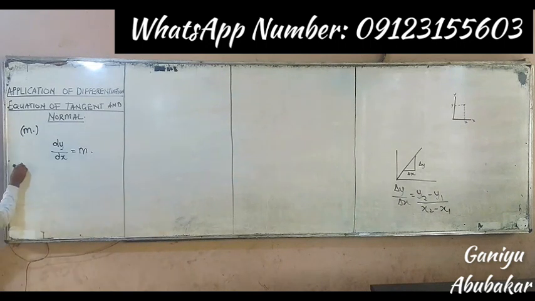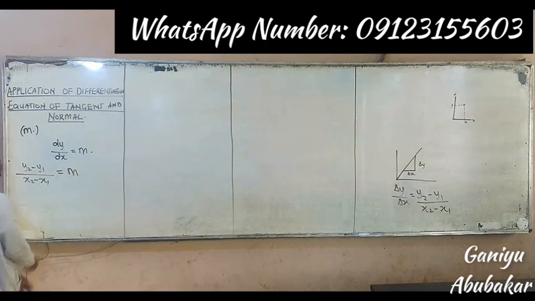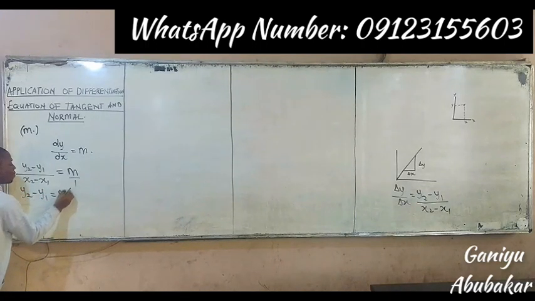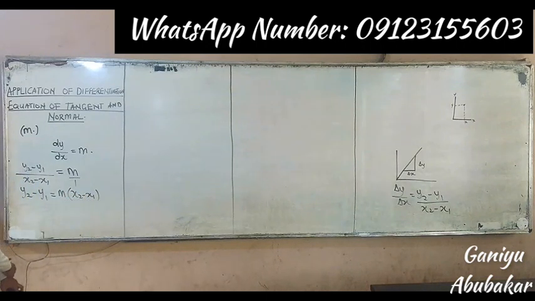Of course, I'll have that y2 minus y1 over x2 minus x1 is equal to m. Of course, I have an invisible 1 here. So multiplying across, I'll have that y2 minus y1 is equal to m into x2 minus x1. Again, from here, call this m1, please.